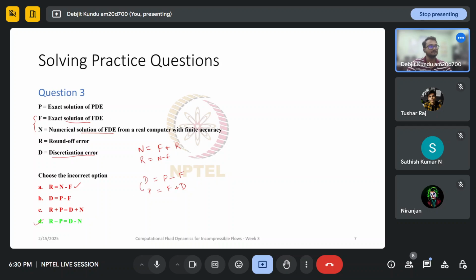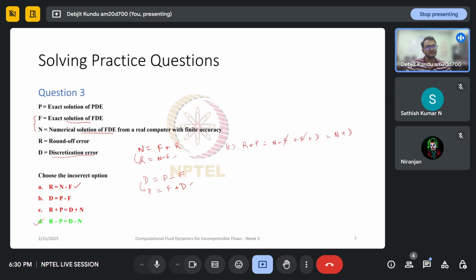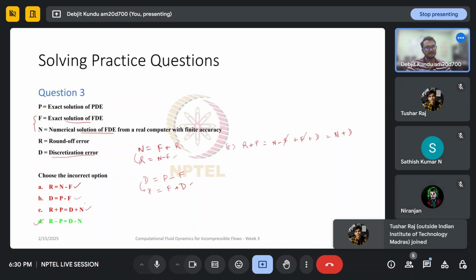From here. And we have this equation as well, R equal to N minus F. So C and D, let's try them out. C says R plus P. So R plus P should give me N minus F from this equation and plus F plus D from this equation. So these two F's will cancel out and I should get N plus D, which is exactly what statement C says. So this one is true as well.